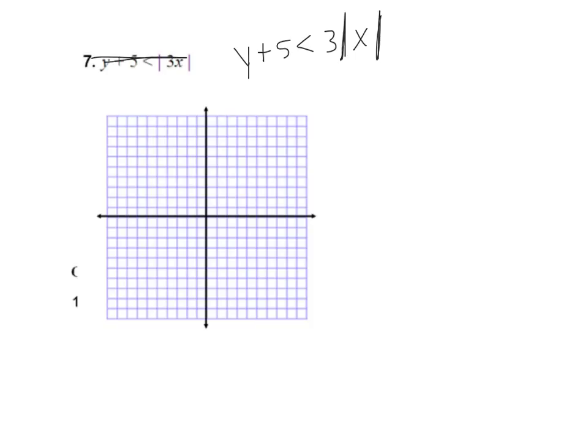I changed this problem. So again, make sure that you have this as the changed problem. First thing you have to do is subtract 5 on both sides of the equation. So you get y is less than 3 absolute value of x, minus 5.